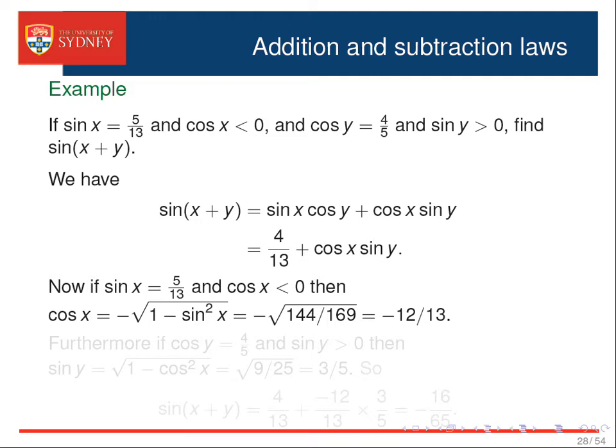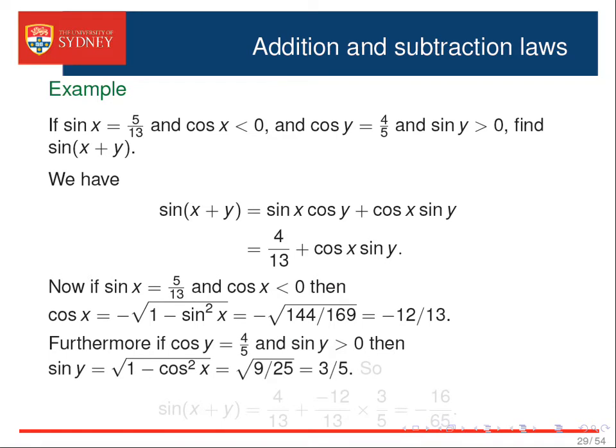and combined with the information of whether this is positive or negative, this is enough to work it out. So if sin x is 5 on 13, and cos is negative, we must have cos is minus 12 on 13. Similarly, if cos is 4 on 5 and sine y is positive, we must have sine is the positive square root of 1 minus cos squared, which is 3 on 5. You should check that you can get these numbers as well.